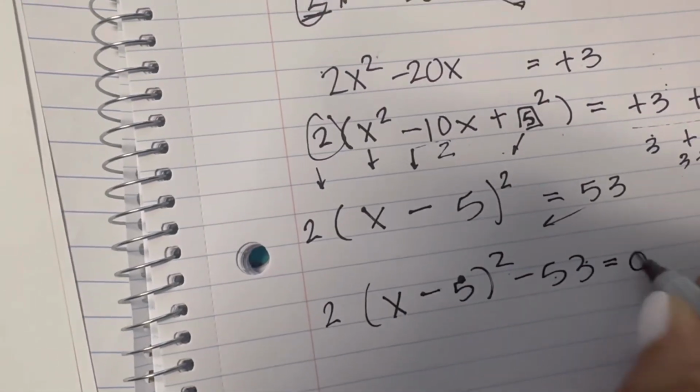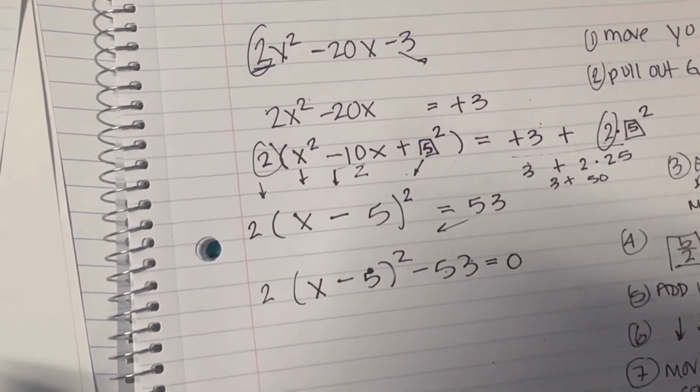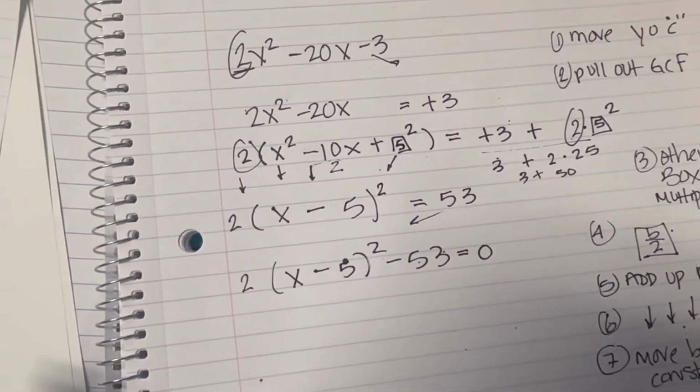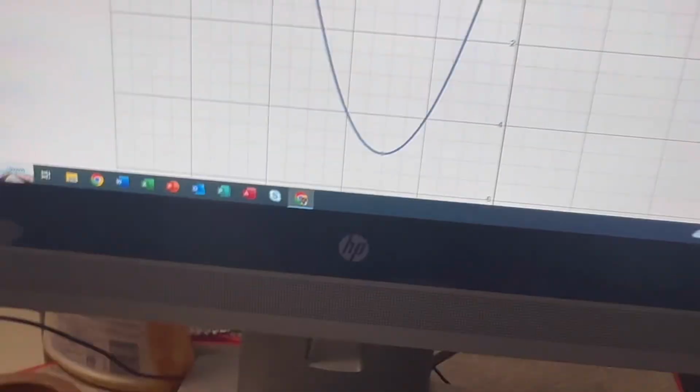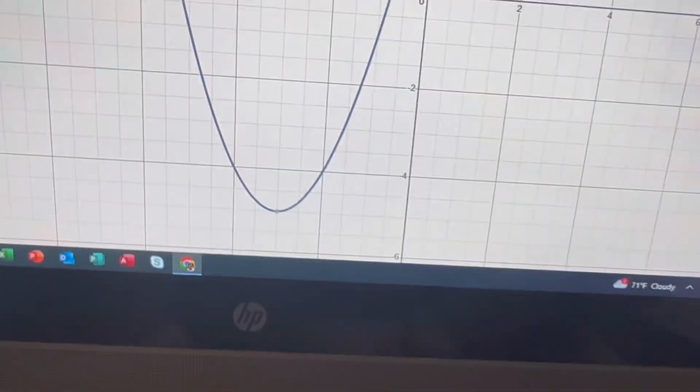Now, I'll be honest with you. Is this correct? I don't know. So let's check it. We're going to graph this and see if they're the same. That's how you do it. Okay, so go ahead and put in 2x squared minus 20x minus 3.